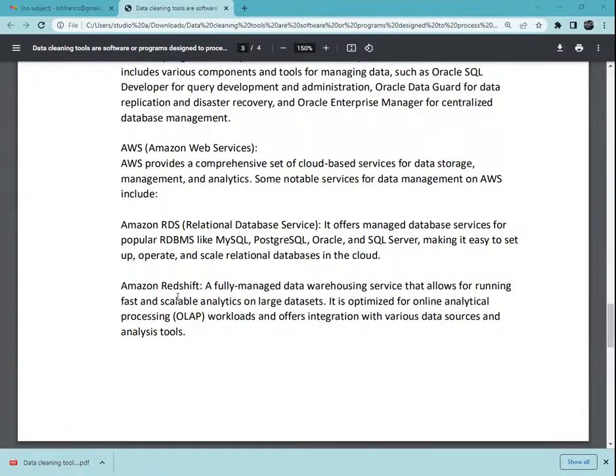I know Redshift, I've worked with it. The good thing with this Redshift, it's known for real-time analytical processes. Real-time.